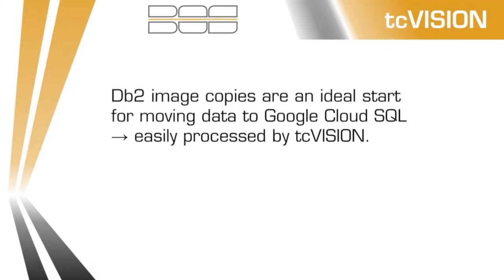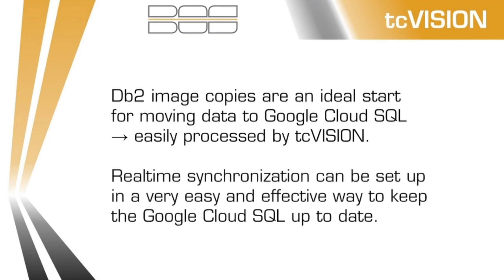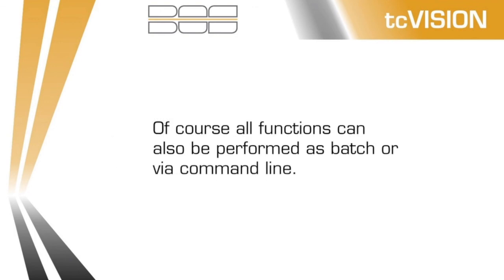In summary, DB2 image copies or flash copies are a perfect start to move data to the Google Cloud SQL. With TC Vision, real-time synchronization, even agentless, can be set up very easily.